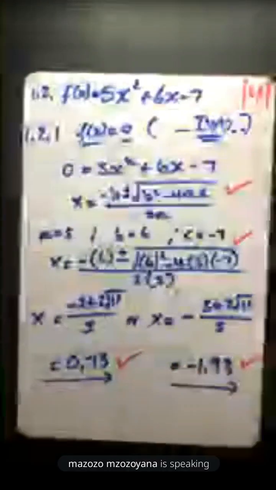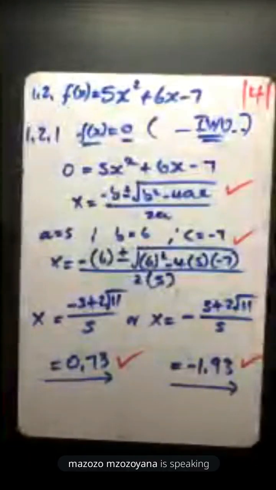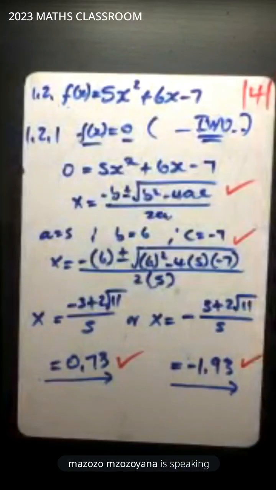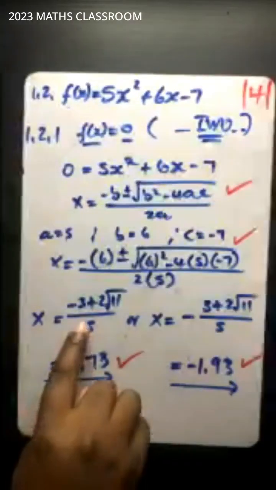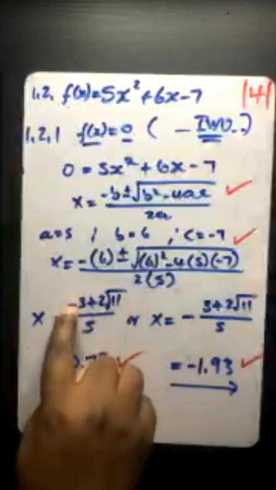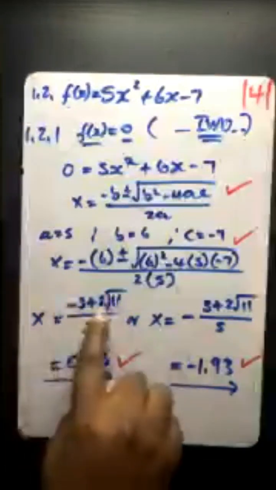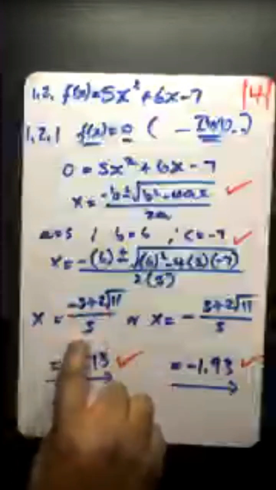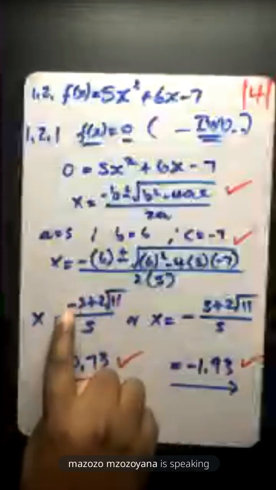So I think I was lost. Where does the minus 3 plus 2 come from? Is it this one?